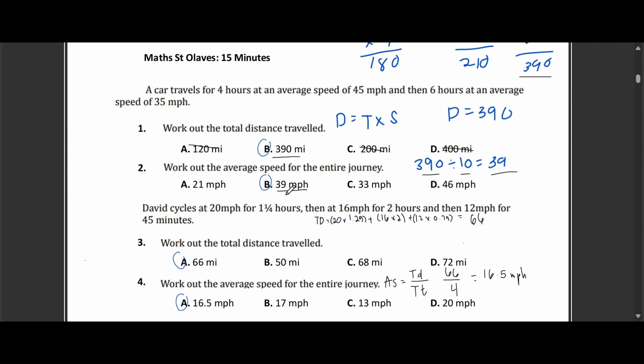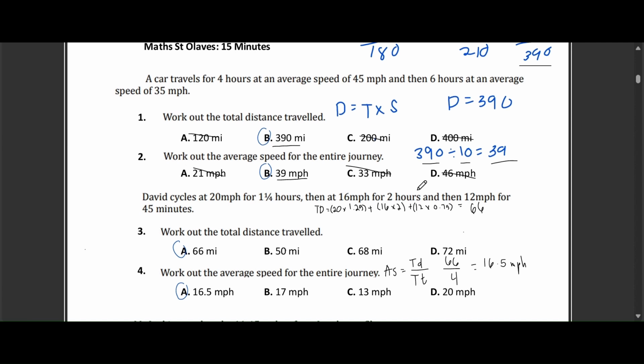Option A is too slow. Option C is a rough average but not accurate, and option D is too fast. So the answer is B, 39 miles per hour.